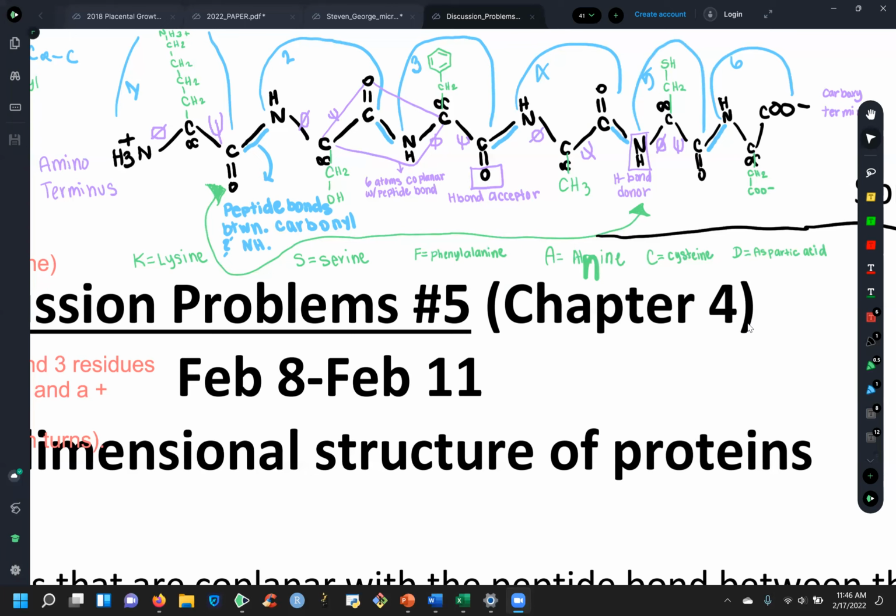And so now we're going to start labeling. This is the amino termini. You have to know the names of things. So this is the amino termini. This is the carboxy termini.